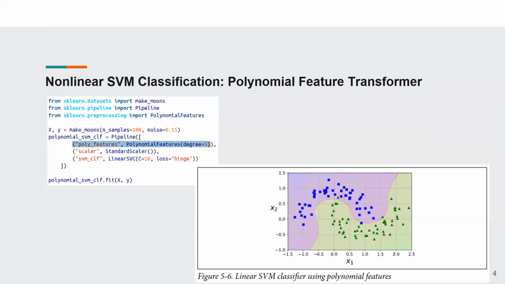We can leverage polynomial feature transformation in the nonlinear SVM classification case. The way you do it is you create polynomial features with a specific polynomial degree, and then you run LinearSVC on top of that. In this case, it's a linear SVM classifier using polynomial features. As a result, the decision boundary turns out to be nonlinear.